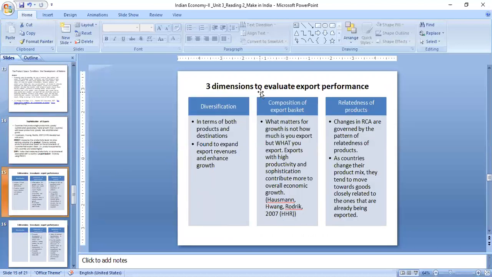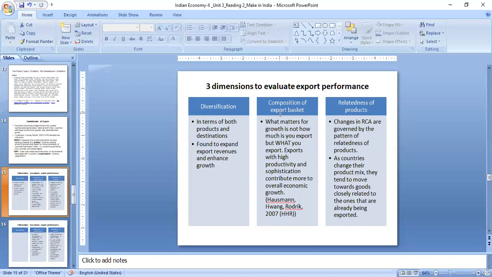Now, the three dimensions that have been used to evaluate export performance can be summarized as follows. How much are the exports diversified in terms of products and destinations? Then what is the composition and what is the relatedness? Relatedness, we just talked in terms of proximity. That is, when countries change their product mix as countries evolve, they tend to move towards goods which are closer to the ones that they are already producing and exporting.